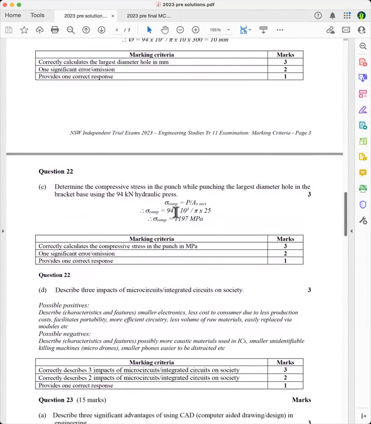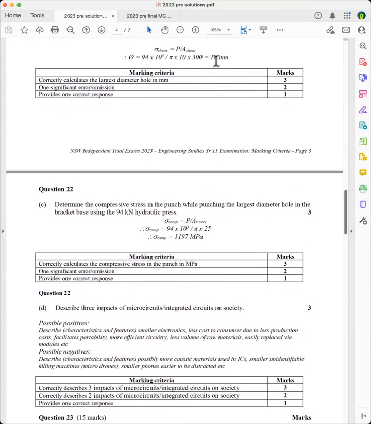And the area down here, because it's applying 94 kilonewton load to a punch which is 10 millimeters diameter, you use this formula: compressive stress equals load divided by the cross-sectional area of the punch. And so you've got 94 times 10 cubed. Make sure you don't put kilonewtons into the equation. You've got to put the numerical value, divided by pi r squared, and we're using 10 millimeters.